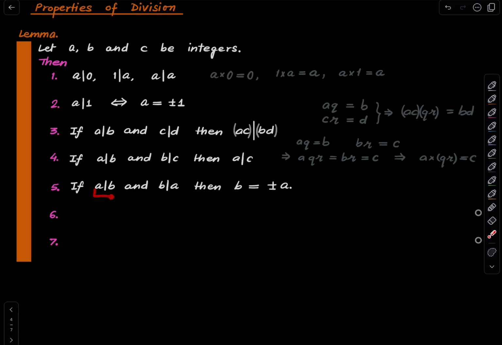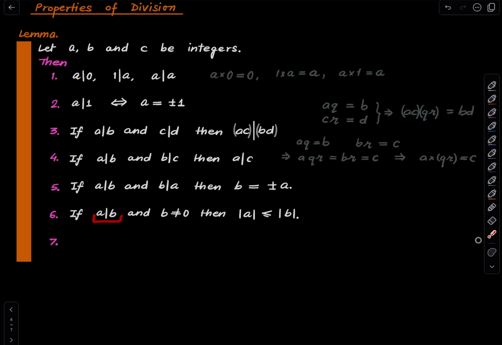Next is, if A divides B and B divides A, then B is plus minus A. So this fifth one generalizes the second one because A divides 1 and 1 already divides A. 1 divides everything. So this is a generalization of the second one, and let me not prove this formally. I leave this as an exercise. At any rate, we are able to easily believe it.